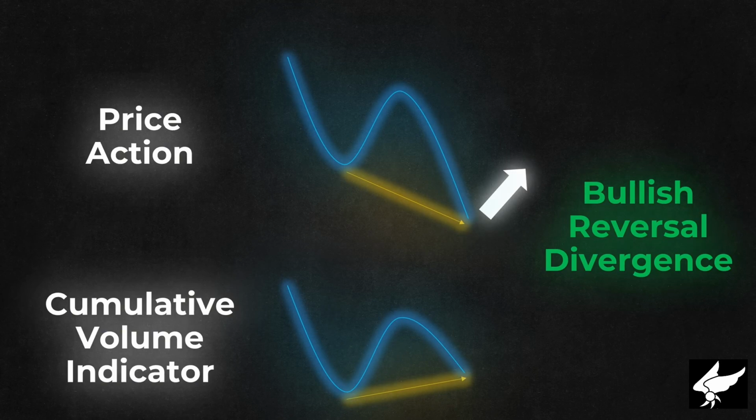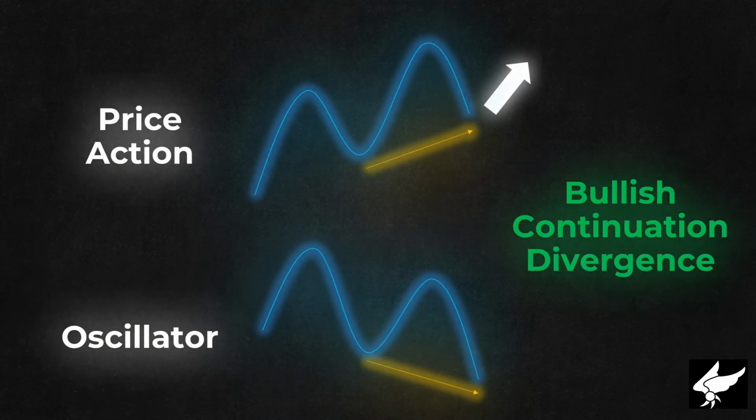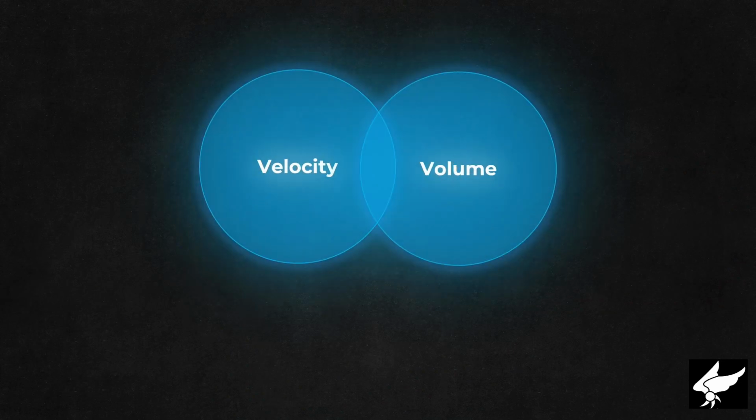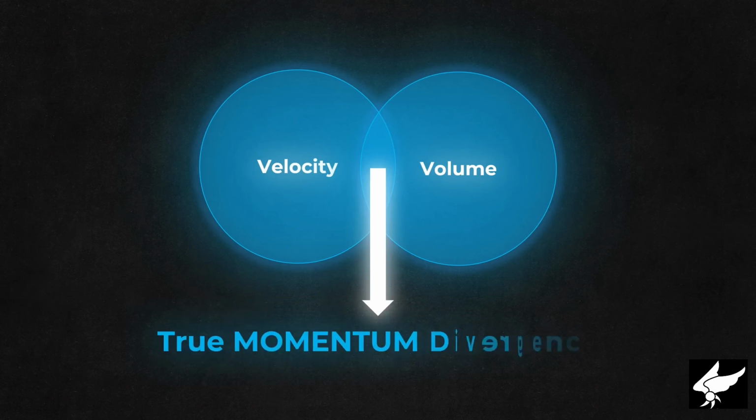Divergent signals can also provide insight into the continuation of a trend. The heuristic for continuation divergence goes as follows. Higher lows in price in combination with lower lows in an oscillator yield a bullish continuation signal. Lower highs in price in combination with higher highs in an oscillator yield a bearish continuation signal. The combination of velocity and volume divergences happening simultaneously increases the strength of the signal. This would be a true momentum divergence.